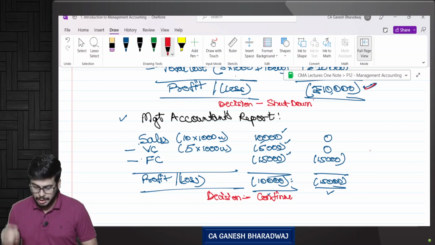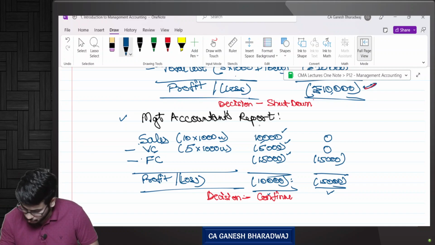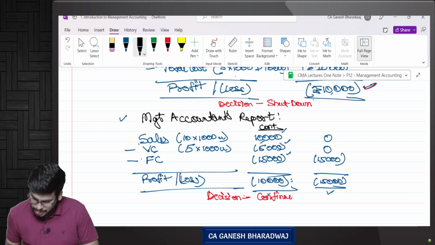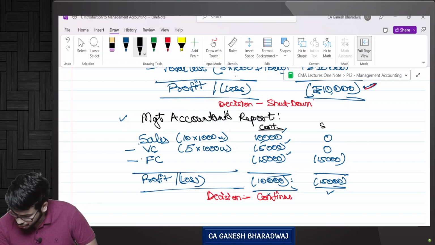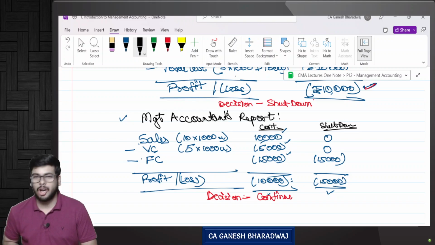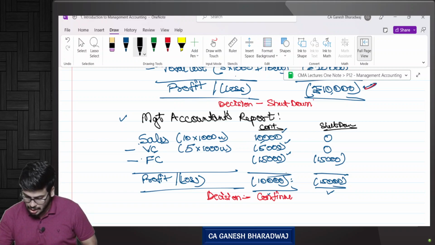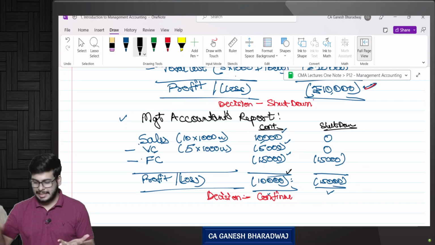So if you look at this, if you continue, there is going to be a loss of 10,000 rupees. If you shut down, there is going to be how much? A loss of 15,000 rupees. You tell me which is better. Continuing with a loss of 10,000 is better than discontinuing with a loss of 15,000.